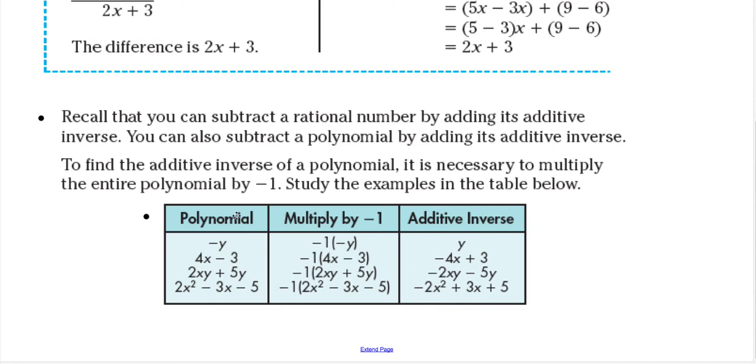Again, let's go back here. To find the additive inverse of a polynomial, it is necessary to multiply it by negative 1, and that's what we just did. And going back to the last sentence before that, you can subtract a polynomial by adding its additive inverse. Let's remember that, because in the next example, that's exactly what we're going to do. We're going to add its additive inverse when we subtract.